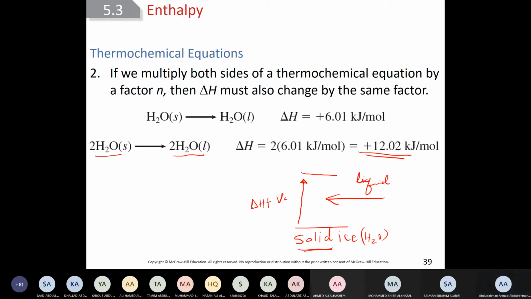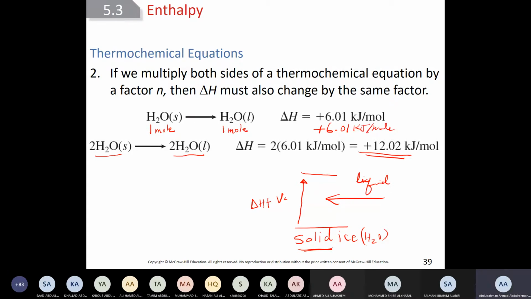Good. Now, when we write any reaction like this one, I always teach you that if I put 1 mole of this one in the reaction, how many moles of this one will it make? 1 mole. And what will be the heat? It will be 6.01 kilojoule per mole.